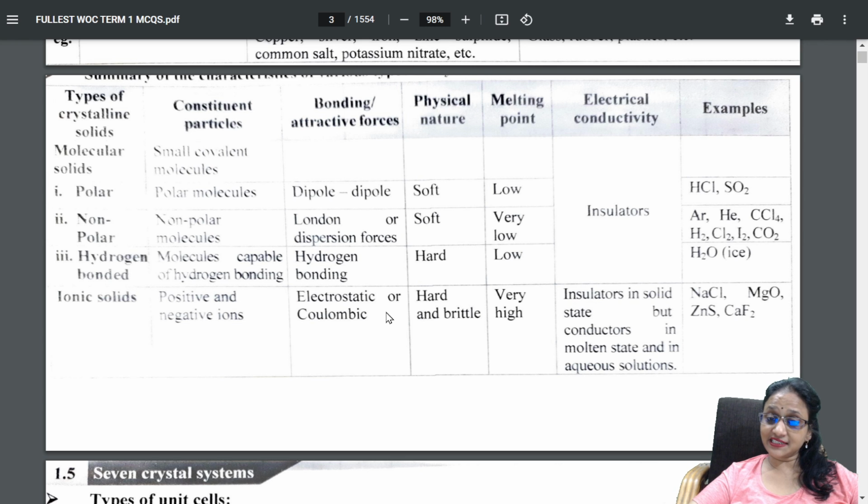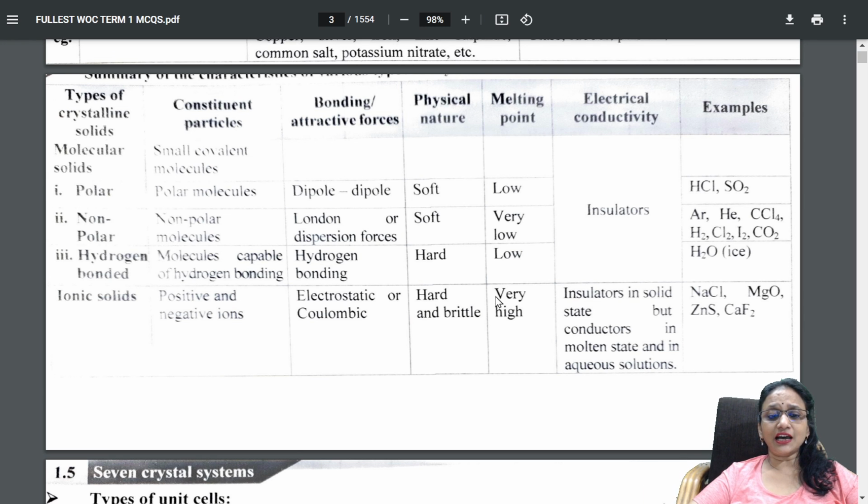This is a table from your NCERT textbook. So what is important here? Examples are important, properties are important, what is the physical nature is important. So what are the constituent particles? So learn the types, learn the constituent particles. For example, non-polar solids means it is made up of non-polar molecules only, correct? So in non-polar, there is no force of attraction, so it is nothing but London or dispersion forces. Like that, this whole table, you need to learn it. I'll show you how to apply this table in the MCQ. I'll explain you almost 200 plus MCQ, students.